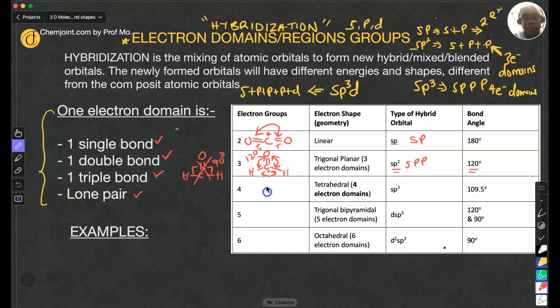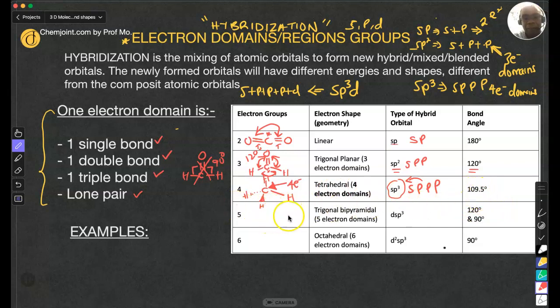And then tetrahedral, we'll take an example of methane. The carbon right there has 4 electron domains, which is 4 single bonds. If you have 4 electron domains, you are predicting the hybridization to be sp3. The bond angle of sp3 hybrid orbitals is roughly 109.5. This can change if you have lone pairs. It can reduce to 107 or 104.